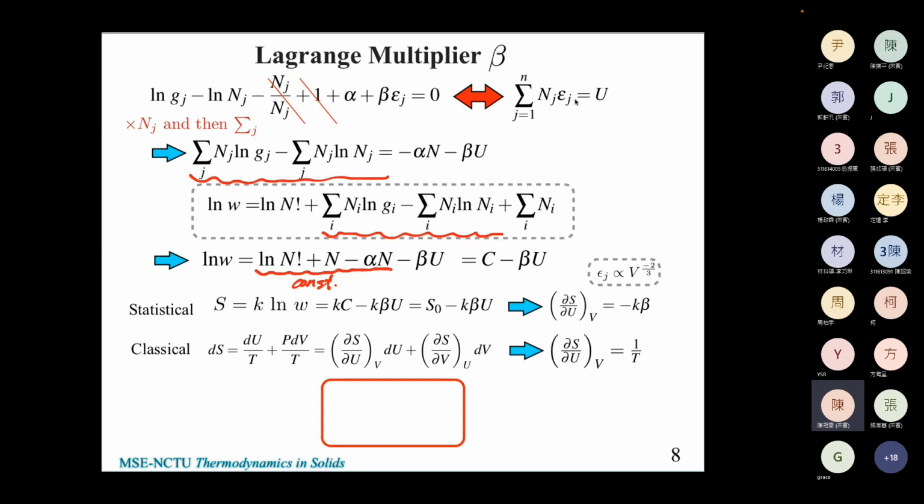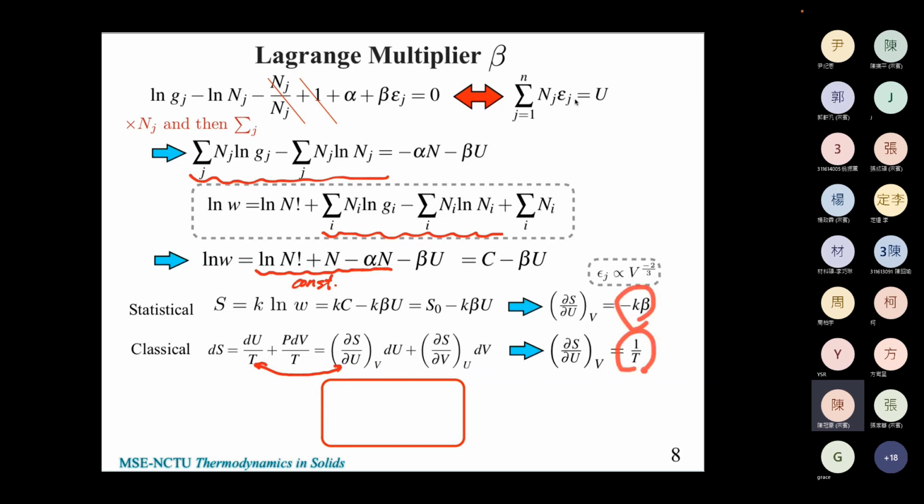You can see dS equal to dU over T plus P dV over T, no problem. And you can do this as a differentiation. Then it's nice, you can compare. You can write down that dS has two contributions, dU and dV, and this is the slope. So by comparing this dU part, you can say partial S over partial U at constant V is 1 over T. You can see that.